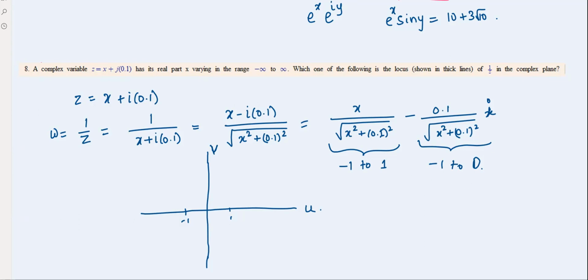Okay, if we see the graph, let me just see if I can get the graph of this. Just give me 2 minutes. I'll check in another source.